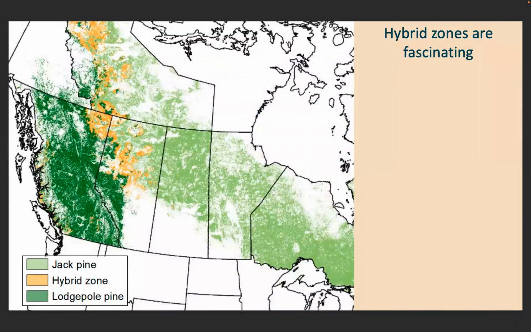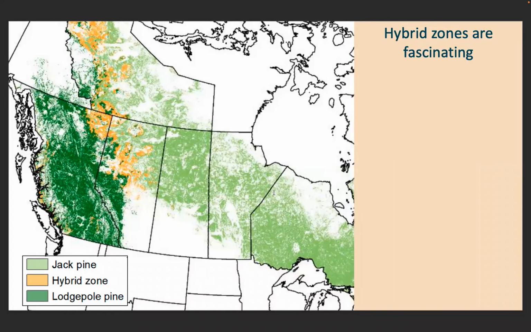All right, well, hybrids are fascinating and hybrid zones are fascinating. Hybrid zones allow introgression of loci from one species into another. And sometimes those loci might be adaptive in the parental species and also become adaptive in the recipient species. And sometimes they might be neutral in the parent species and become adaptive in the recipient species.